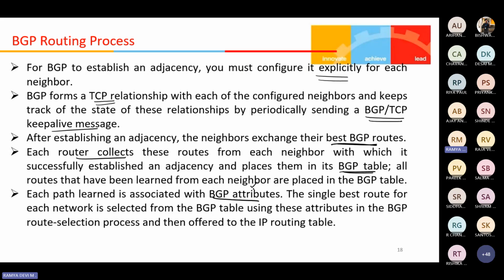So BGP will be applying the route selection. The route selection process will choose only a single route. A single best path will be chosen from the network. The best route will be offered to the IP routing table. Redistribution can even be used to share the routes between BGP and other routing protocols whenever it is required.